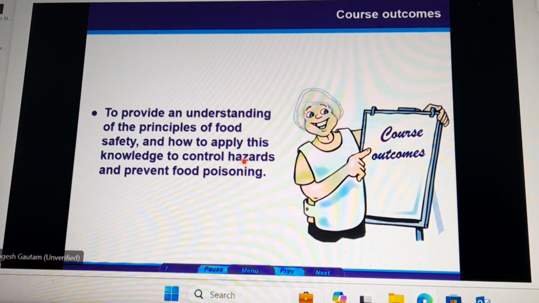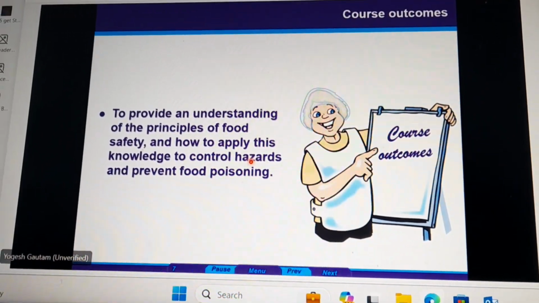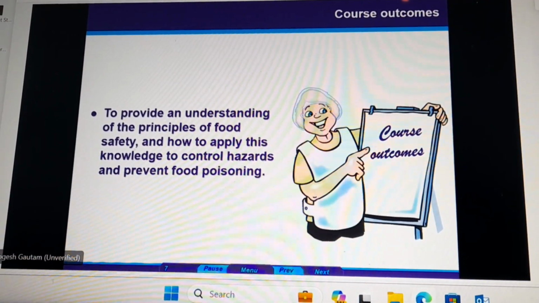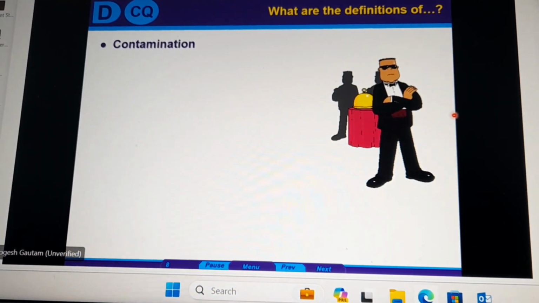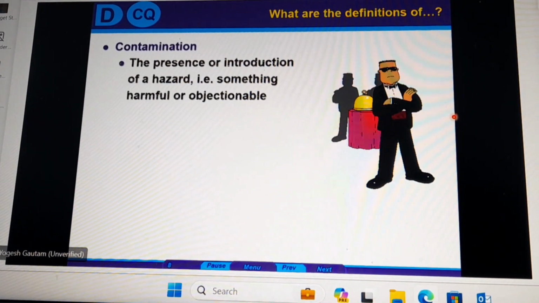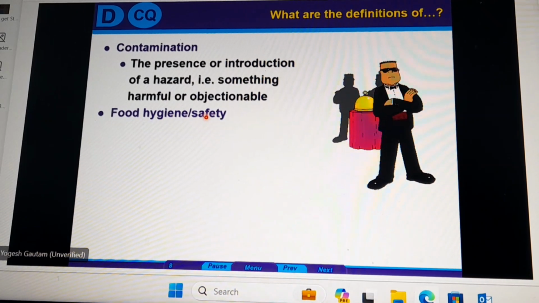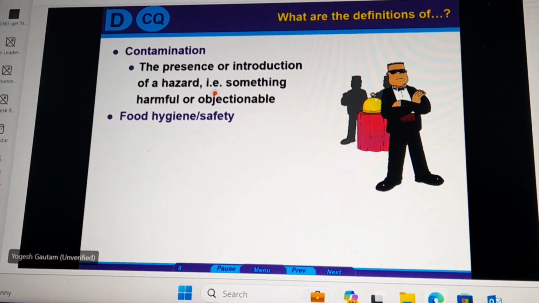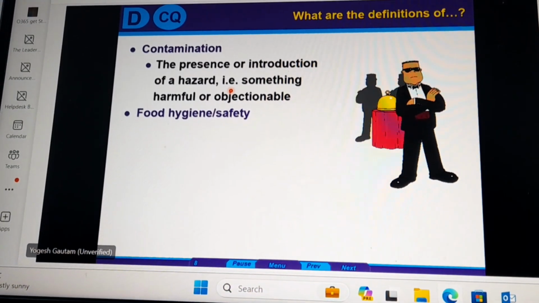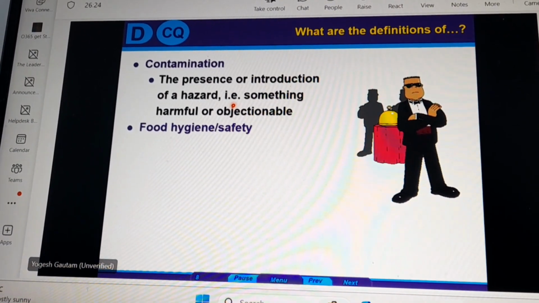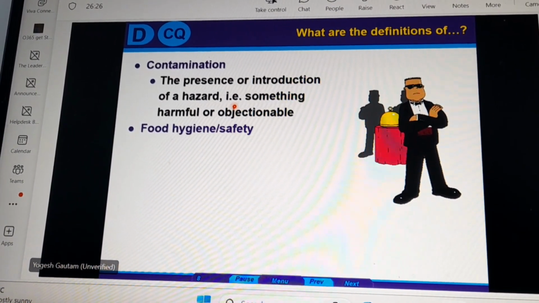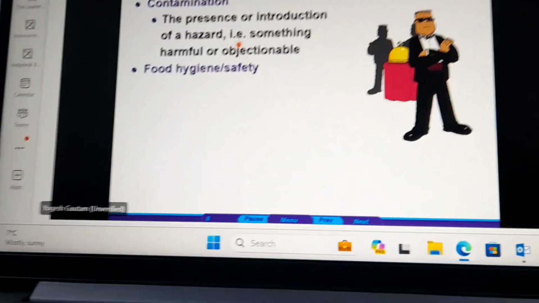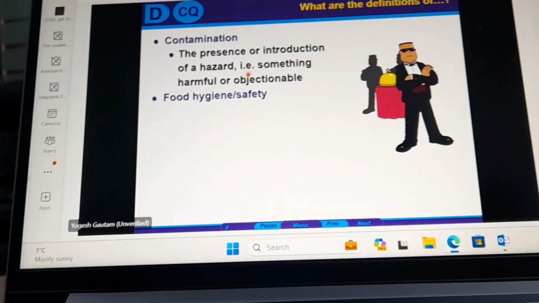Again, the hazards. There are possible hazards. So how to apply controls to them, that also we will learn so that you can avoid food poisoning. The first definition is contamination. The contamination is basically the presence or introduction of any hazard, or something harmful in your food. For example, hairs, plastic, stone, wood, metal. If these things are present in the food, a person who is consuming the food may get injured.